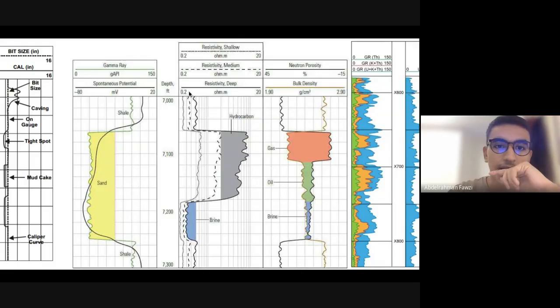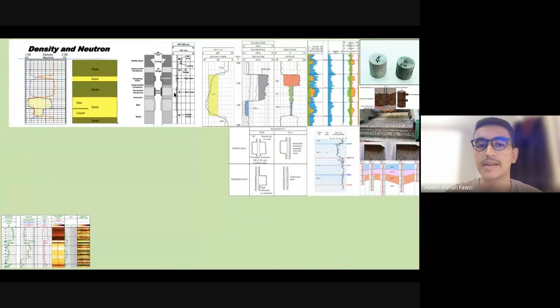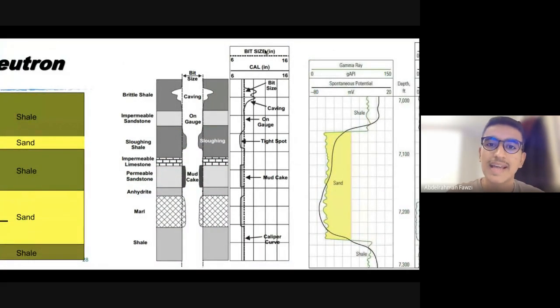Makes sense? And the same thing goes for the gamma ray again. If the gamma ray is high, it is shale. If the gamma ray is low, then it is sandstone. And we also do something else. We call it the caliper log.